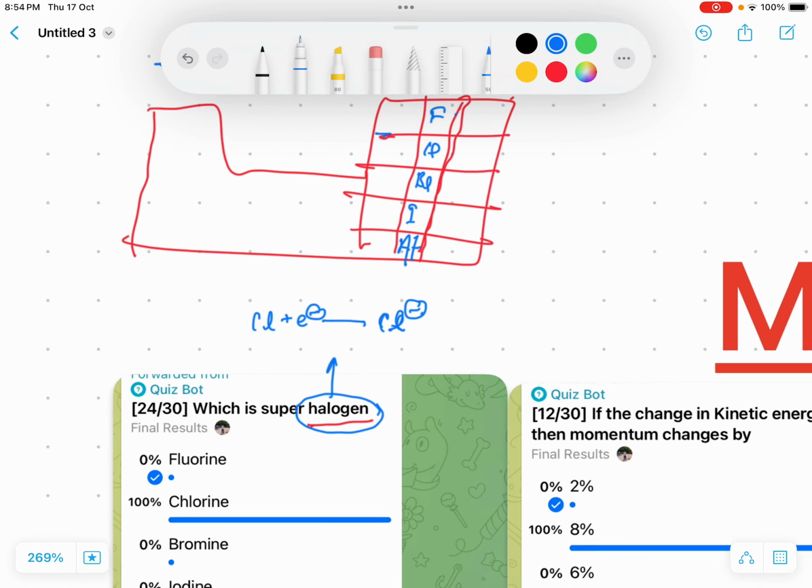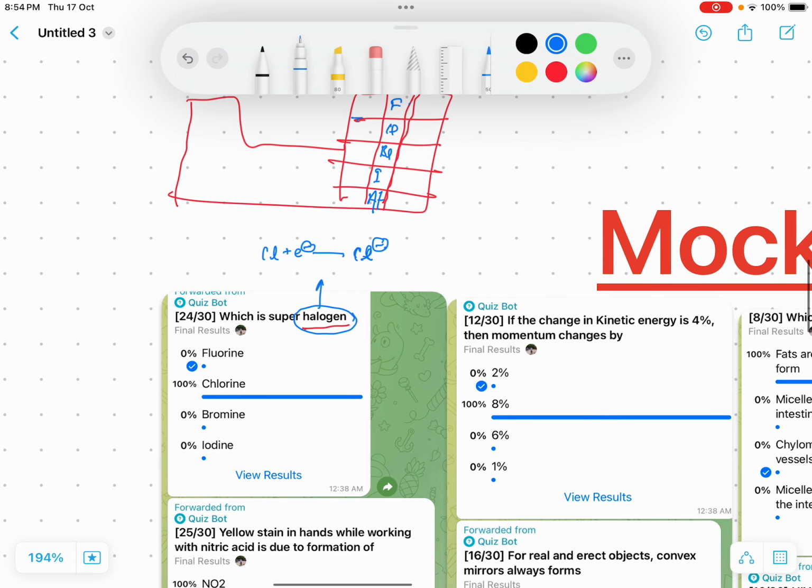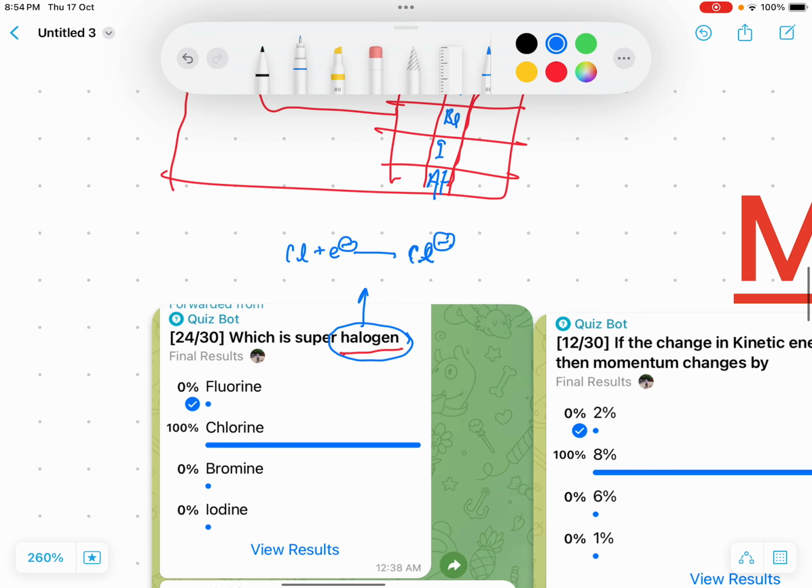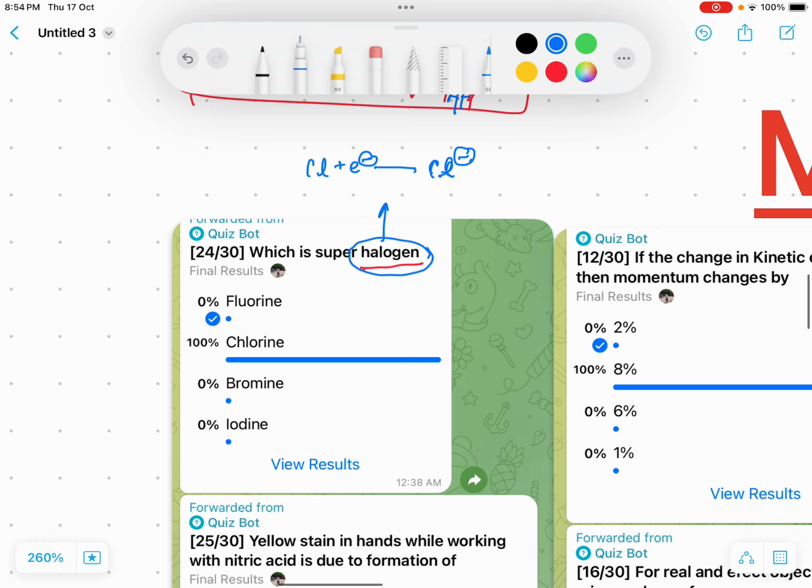That's why halogens are non-metals. If you look at the periodic table, there are metals, non-metals, and also metalloids. But the point is, the question says which is super halogen.